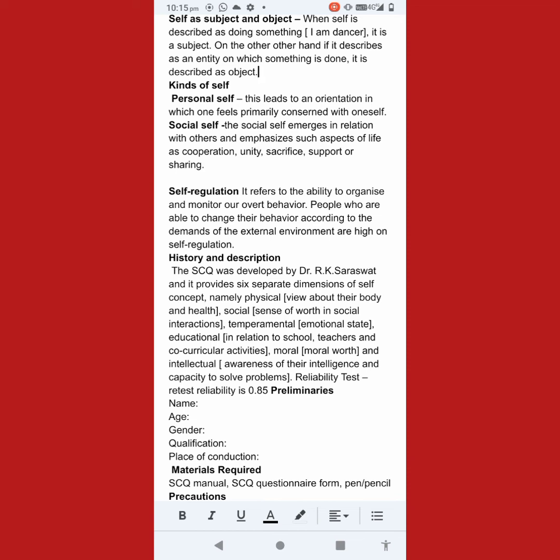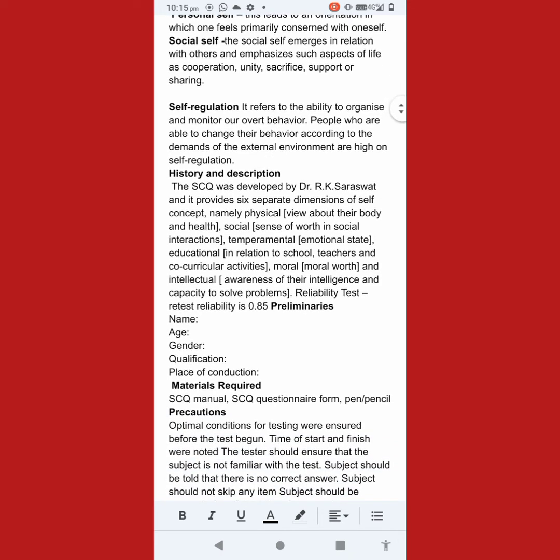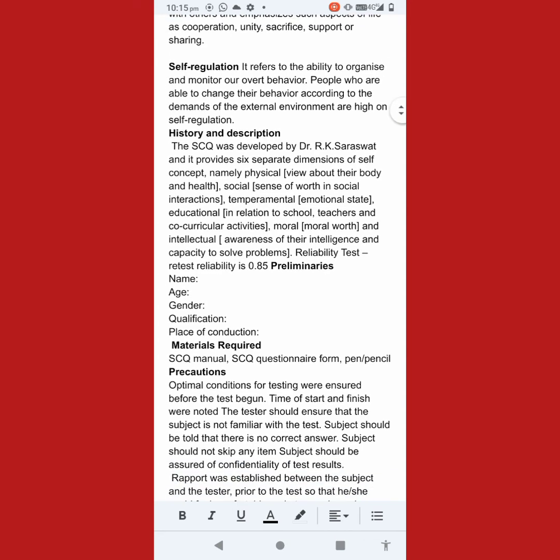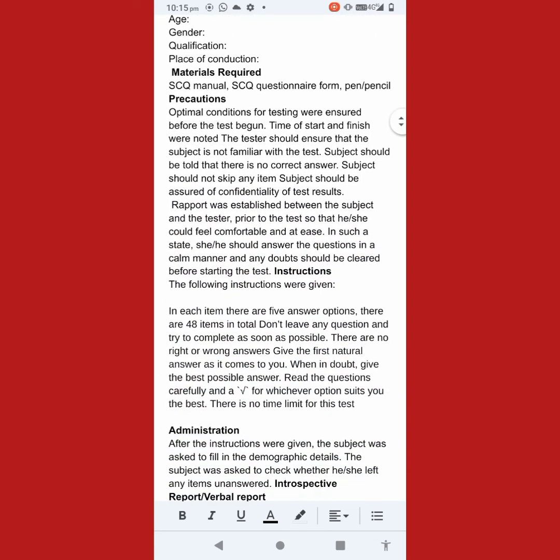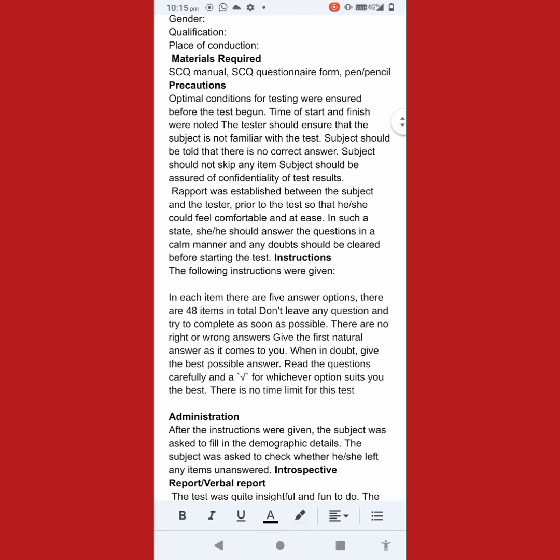Now you can write your subject's name, age, gender, qualification and place of conduction. Then you can come to the next heading, that is material required. For this test you will require the SCQ manual, SCQ questionnaire form, pen, pencil, etc. Then what are the precautions that you will be taking? Optimal conditions for testing should be ensured. The time of start and finish of the test is to be noted. This you can do point wise.